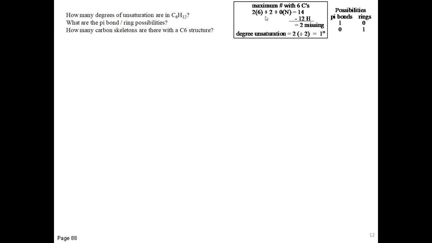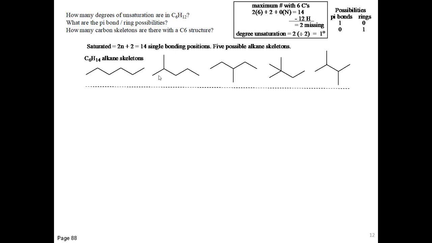What if we went up to C6? Okay, H12. Well, again, we start with the number of carbons, 2 times 6 plus 2, no nitrogens, so that's 14. Minus 12, so we have 2 missing groups, divide by 2, we have 1 degree of unsaturation, just like the previous problem. 1 pi bond or 1 ring. Now, how many ways can we arrange 6 carbons? Well, here's the alkanes. These are the skeletons. 6 in a row, 5 in a row, 1 carbon branch at number 2, 5 in a row, 1 carbon branch at number 3. 4 in a row, 2 1-carbon branches at 2, or 4 in a row, carbon branch at 2 and 3.